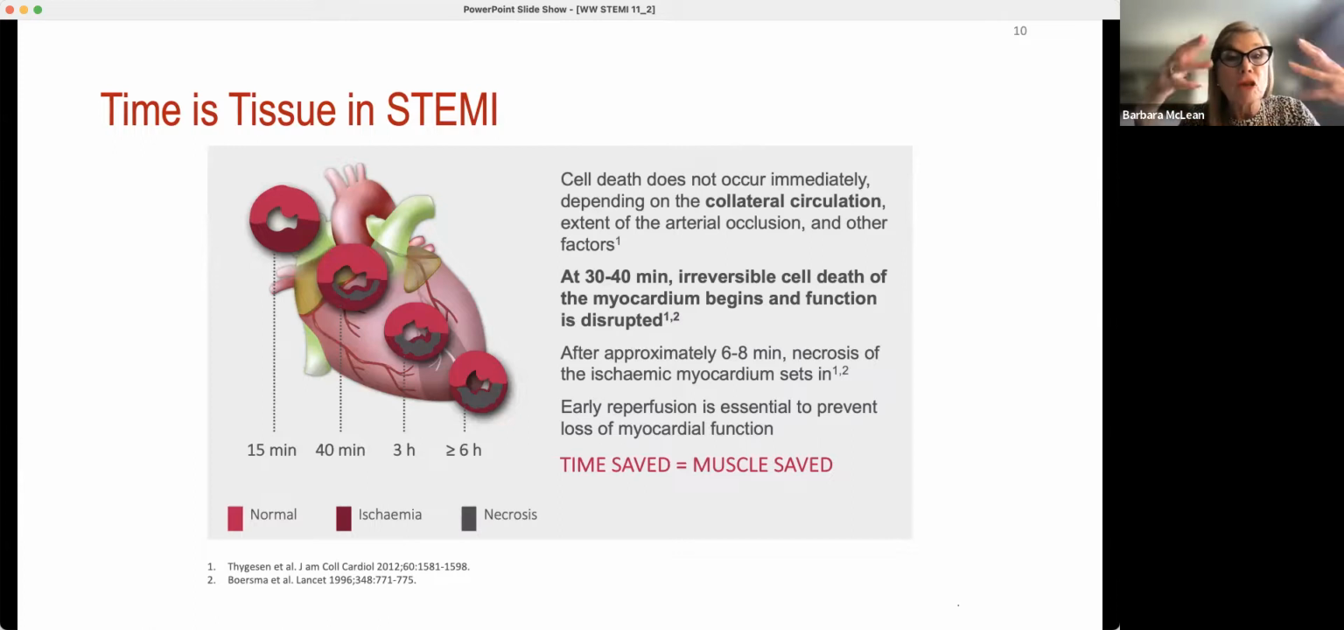So I just love this fantastic article from Thygesen, in the Journal of the American College of Cardiology, which was actually looking at the progression of cell death, right? So you might have an occlusion, and it could be 100% occlusion, but you still have a little bit of time for your cells to survive.